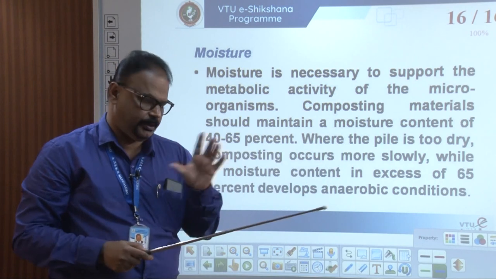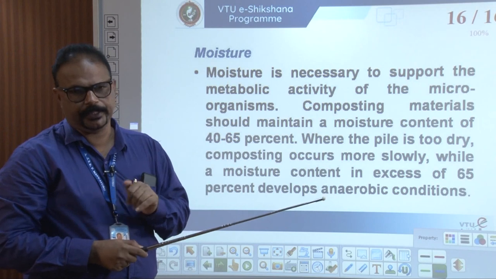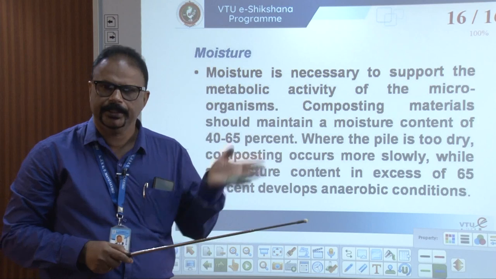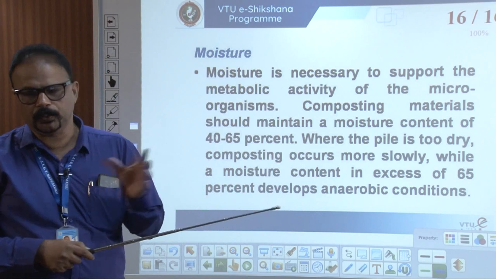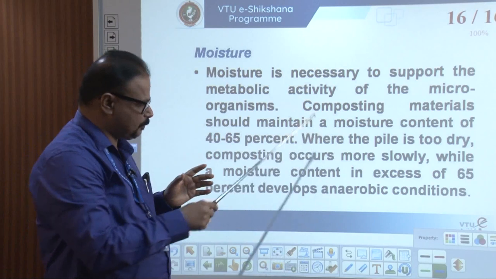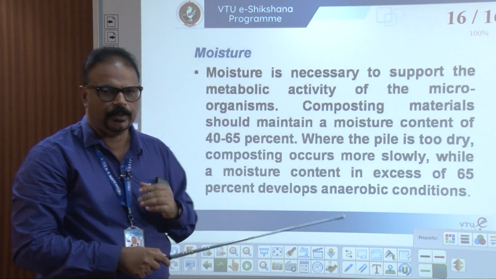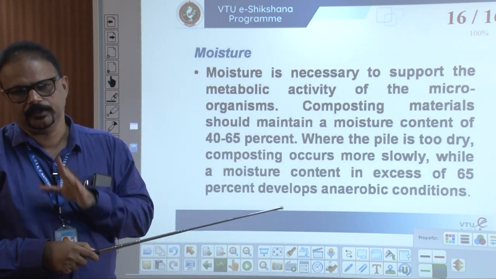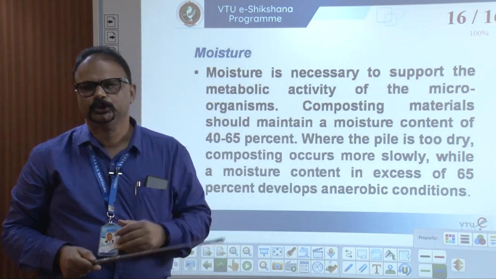There are two types of temperature range we have to maintain, mesophilic and thermophilic. Below 45 degrees is mesophilic, and above 45 degrees is thermophilic. Bacteria will grow in both; some grow at 45, some at 65. I will explain that. So moisture, like aeration, is very, very important. We have to manage the moisture at about 40 to 65%, otherwise the composting is very slow.